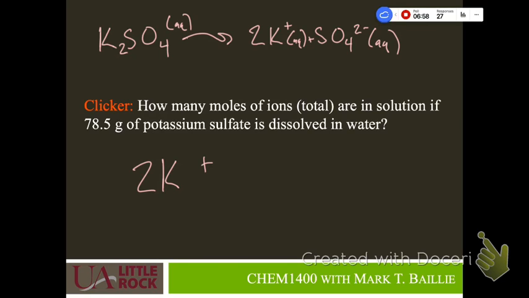How many? So on the left side of this equation, we have 0 ions that are separated until we describe it dissolving in water, and then how many individual ions are there? There's 2 here, there's 1 here, so we have 3 ions. If we started with 1 mole of potassium sulfate, how many moles of ions do we form?